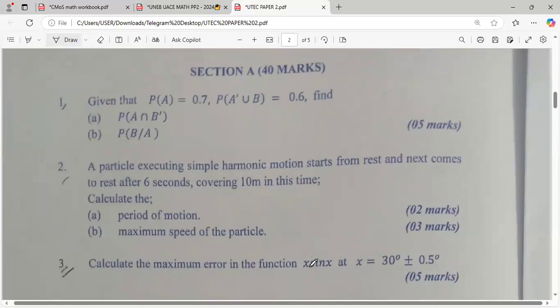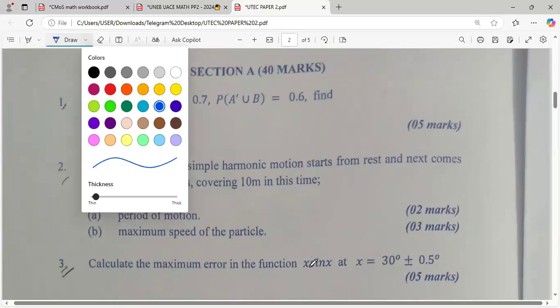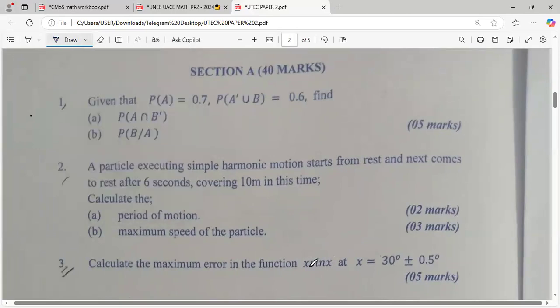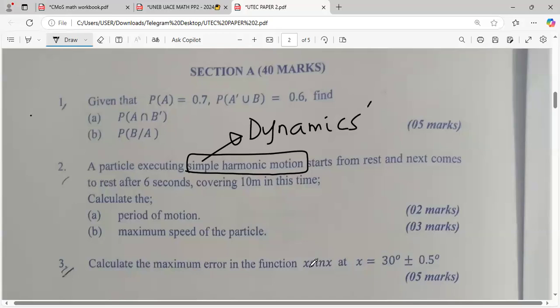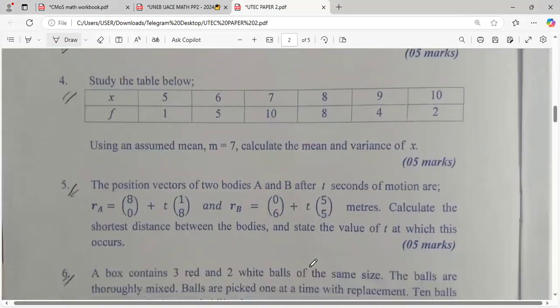They are saying that a particle executing simple harmonic motion, we saw it under dynamics. So dynamics, the section A question has been secured. Voice breaking, is it my network or yours? I don't know, you can let me know. It's covered in another question.